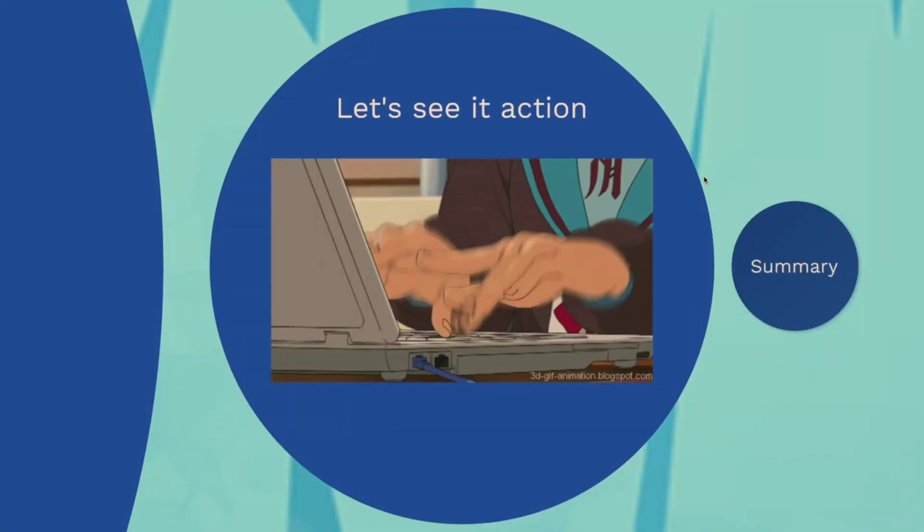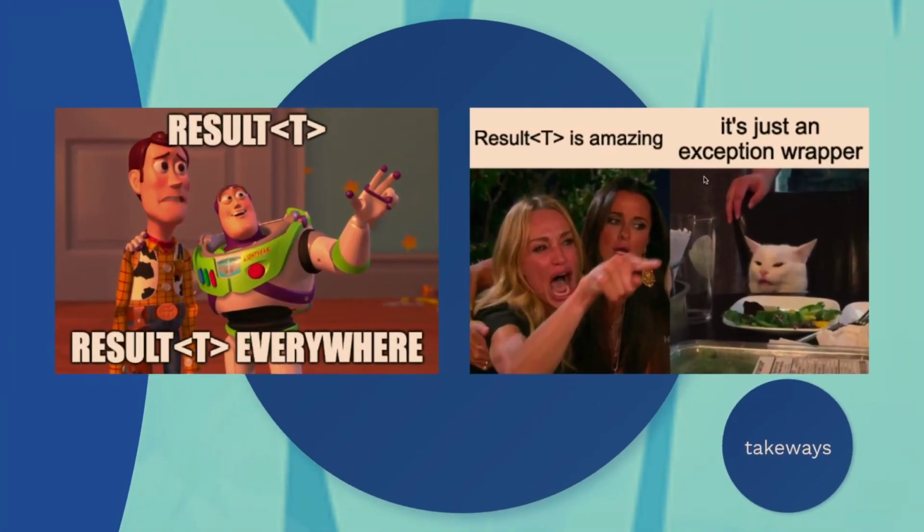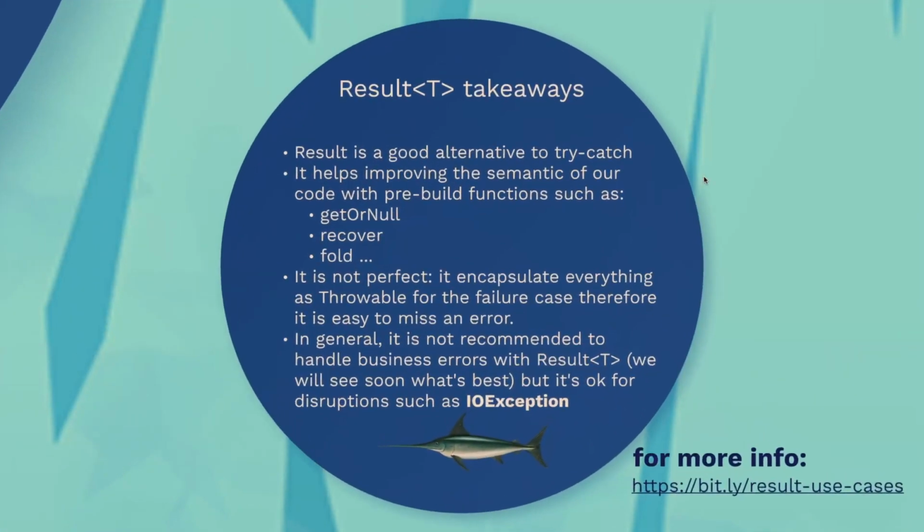So let's go back to the slides. So what we saw so far, results looks amazing. Let's use it for all our errors. Looks so cool. Maybe other people might think it differently. Think like, hey, it's just an exception wrapper. No big deal. What is my take?